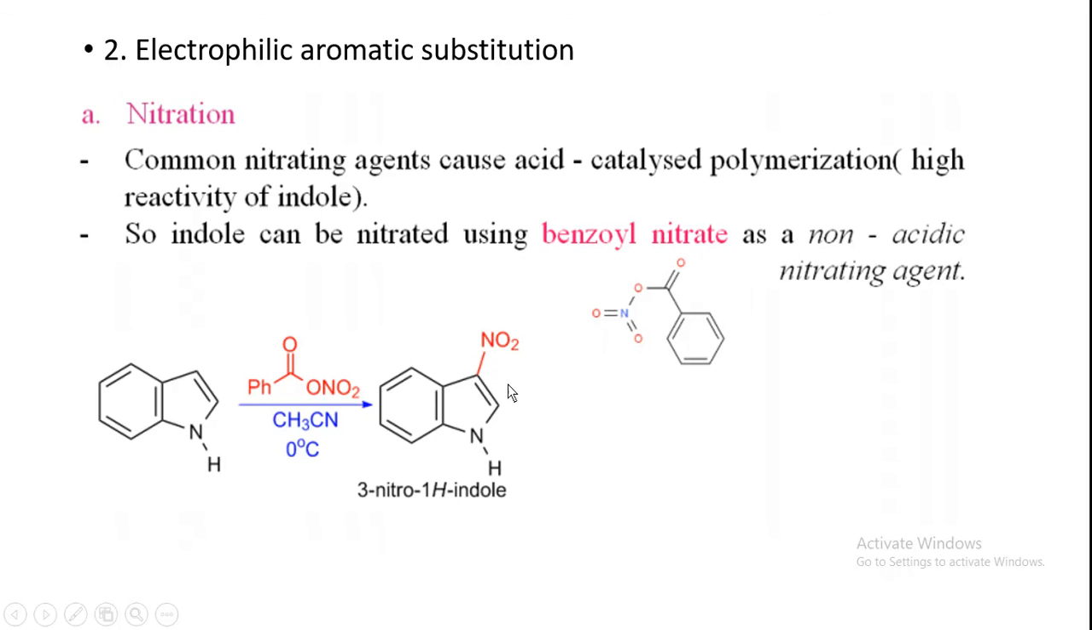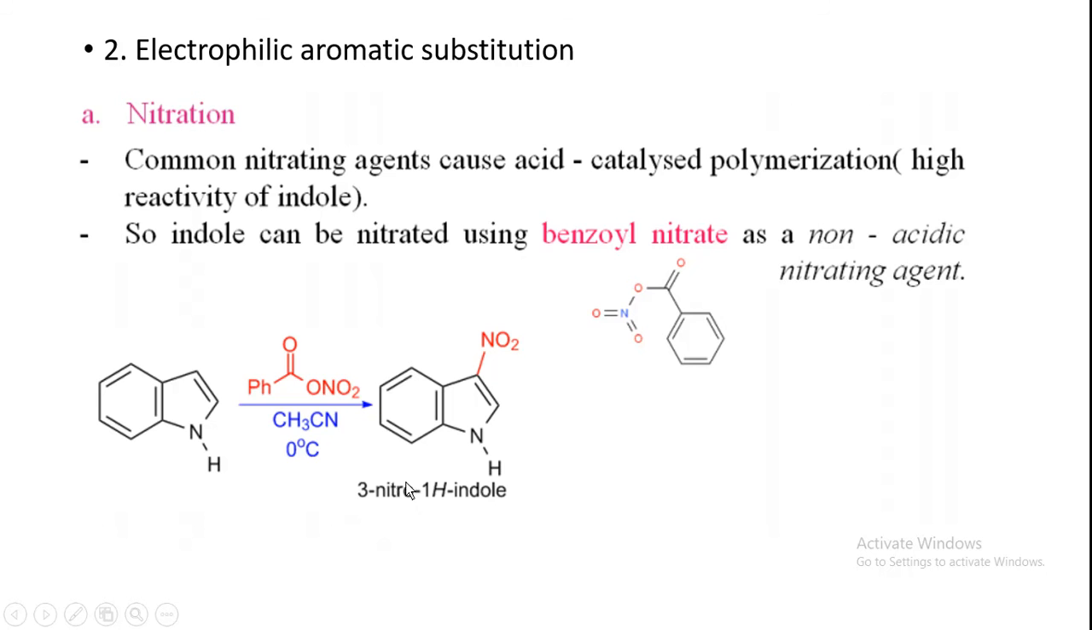So you get this product, with NO2. Common nitrating agents cause acid catalyzed polymerization because of the high reactivity of indole. That's why we use a non-acidic nitrating agent like benzoyl nitrate. This is the condition for the reaction, 0 degrees. Ultimately the reaction occurs at the third position, which is favorable because attack at the third position does not affect the aromaticity of this benzene ring. So it forms 3-nitro 1H indole.